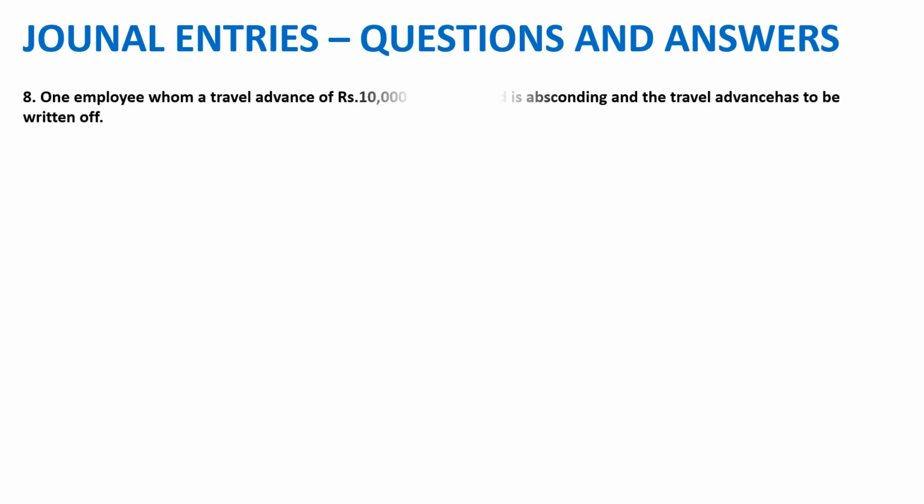Now coming to the next transaction. One employee who was having a travel advance of rupees 10,000 was absconding, right? And travel advance has to be written off. So what entry you have to post now? Advance write-off account 10,000 to travel advance account 10,000 rupees, right?